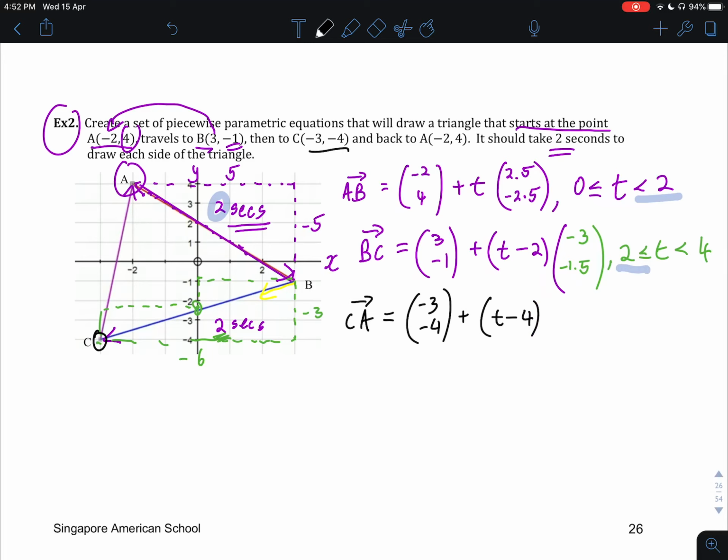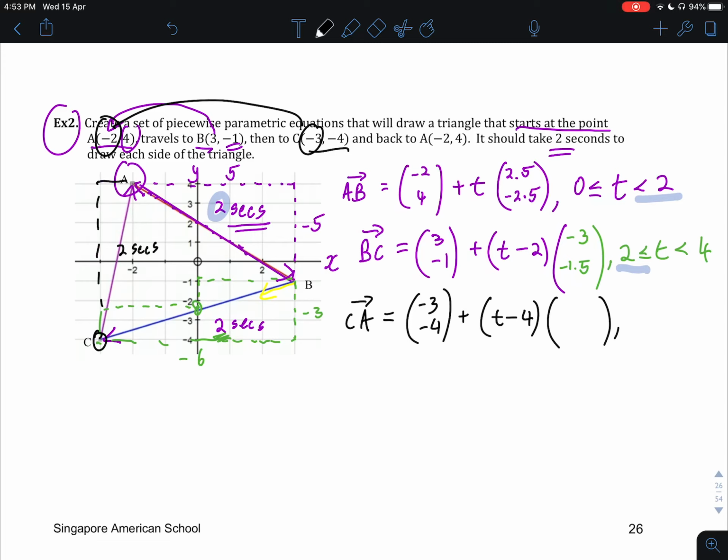Once again, we need to take into account that our X shift and our Y shift to get from C to A is going to happen over a time period of 2 seconds once again. And so in terms of X movement, we have minus 2 minus minus 3, which is minus 2 plus 3, which gives us 1, because of course we're going vector CA, which means we must do A's coordinates minus C's coordinates, my apologies.